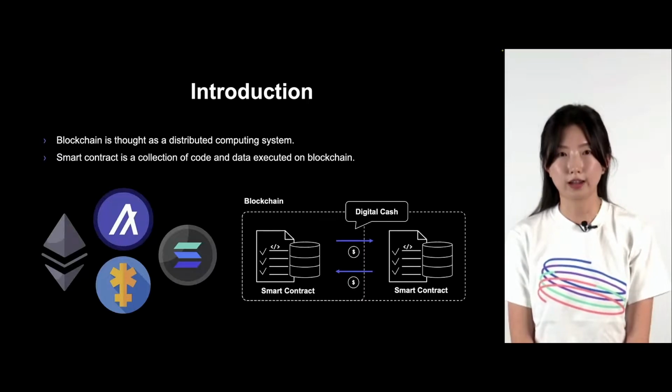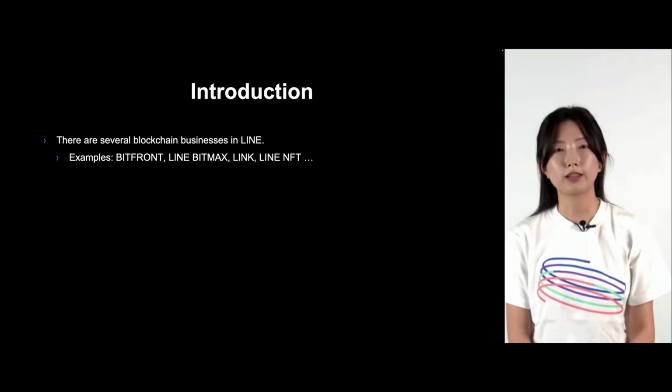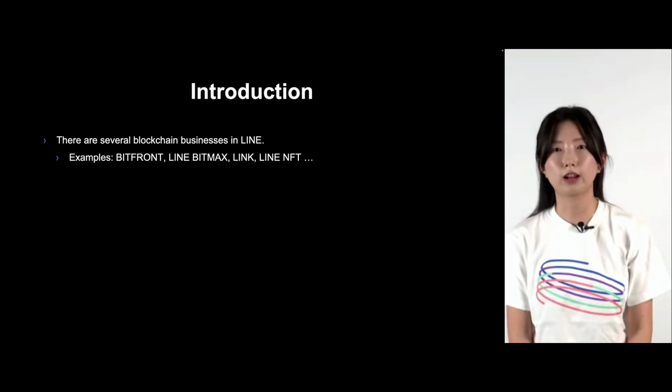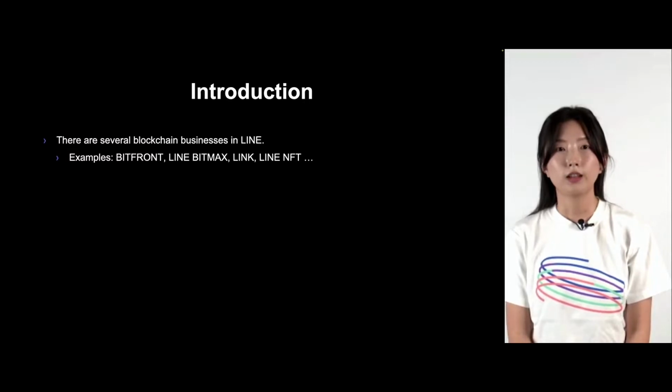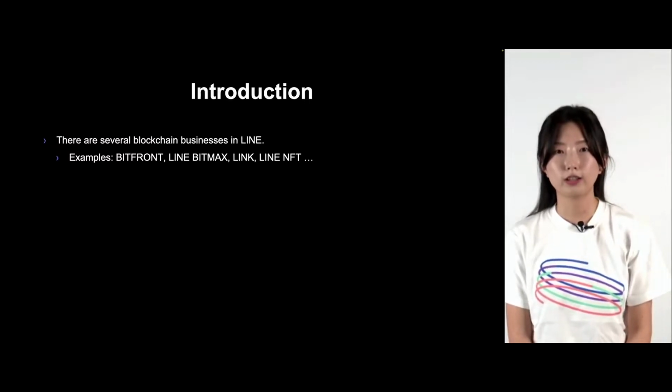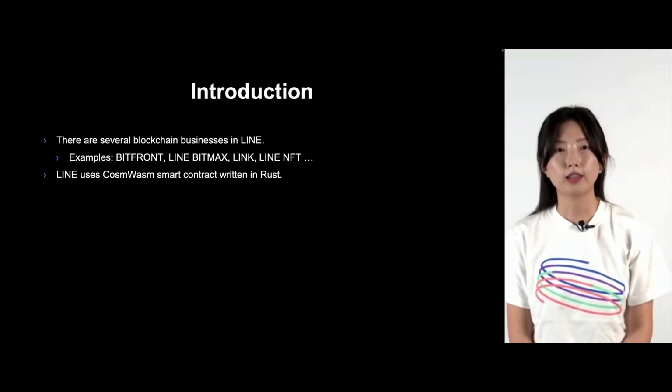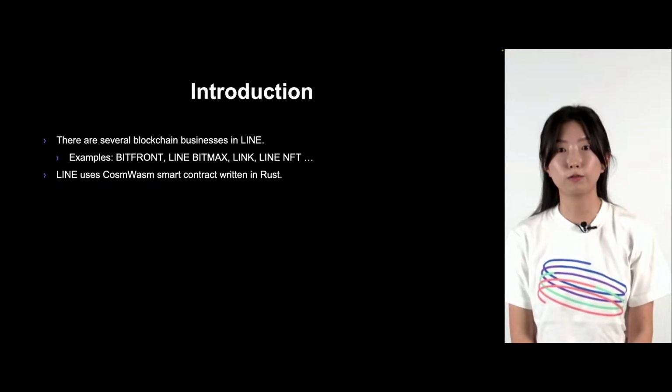Then how is Line related to blockchain? Line has a lot of blockchain related businesses. It has a coin exchange, it has Link, and also Line NFT. Depending on what type of blockchain you use, the type of smart contract will differ. Line uses smart contracts based on CosmWasm, which are generally created using the Rust language. I will call this a CosmWasm smart contract.